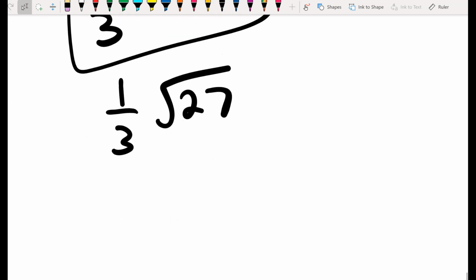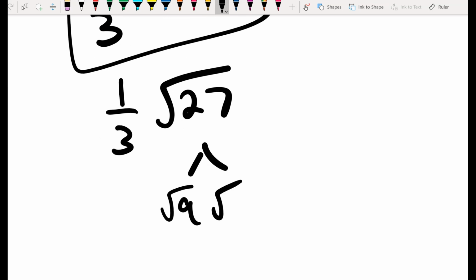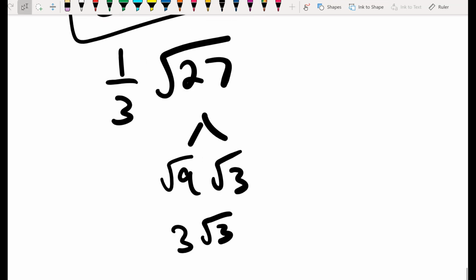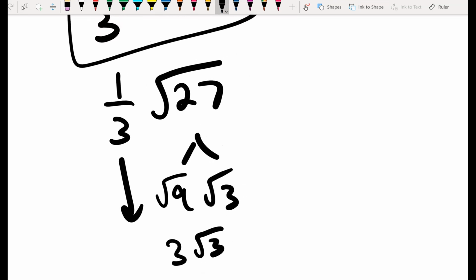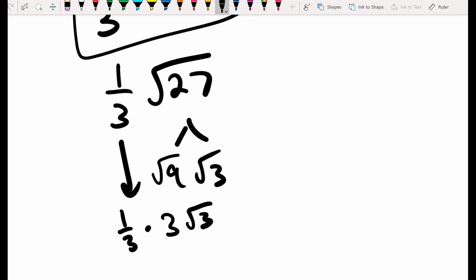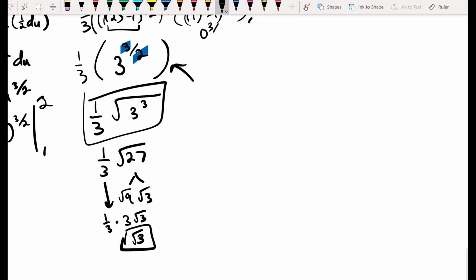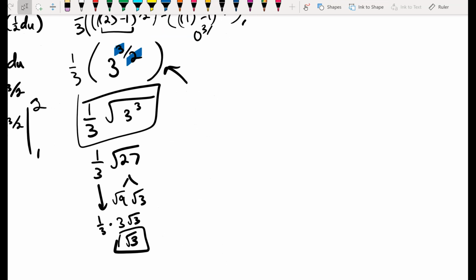But just to show you how you could simplify it, I could break down 27 into radical 9 times radical 3. Radical 9 is just 3 times radical 3. And I still got that 1/3 I'm multiplying by on the outside. And 1/3 times 3 just reduces to 1. So really my answer, nice and cleanly, is just radical 3. Now you don't have to simplify that, right? Because this is an irrational number. If you left it as something like this, that's perfectly acceptable too, as long as you clean it up so it's just one term here.